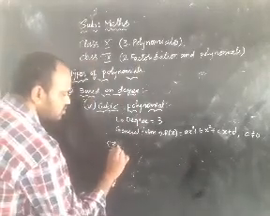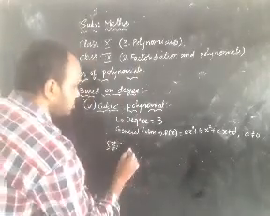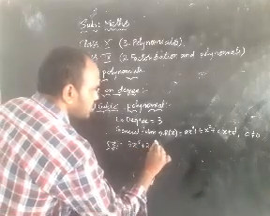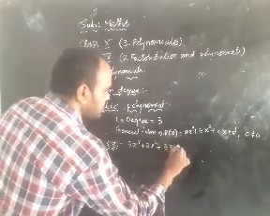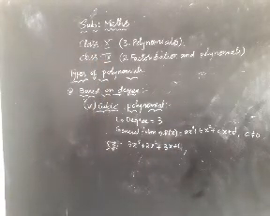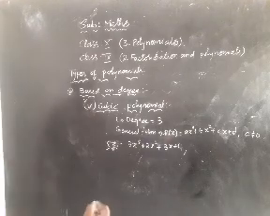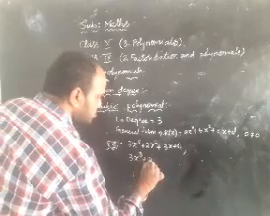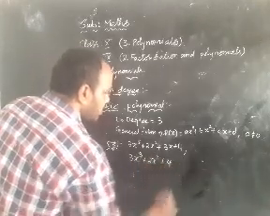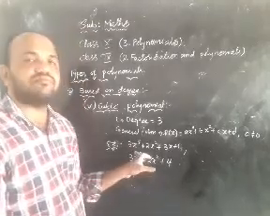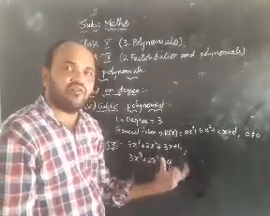Examples, 3x cube plus 2x square plus 3x plus 4. So we can write here 3x cube plus 2x square plus 4. It is a trinomial with a degree 3.